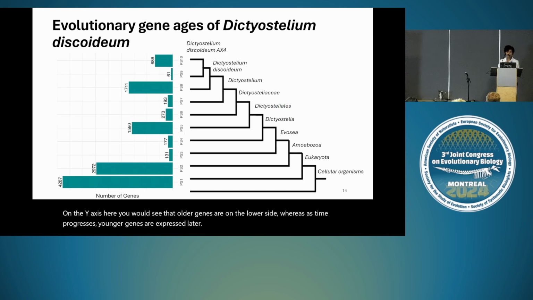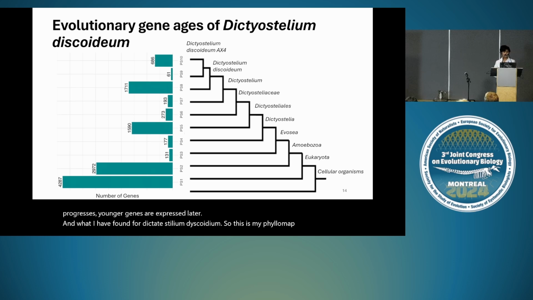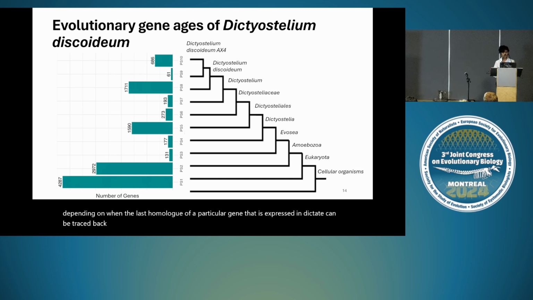And what I have found for Dictyostelium discoideum, so this is my phylomap, where depending on when the last homologue of a particular gene that is expressed in Dicty can be traced back to, that's the particular phylostratum that it belongs to. If something has emerged in all cellular organisms, that's older than the ones that can only be traced back to, let's say, Dictyosteliaceae.